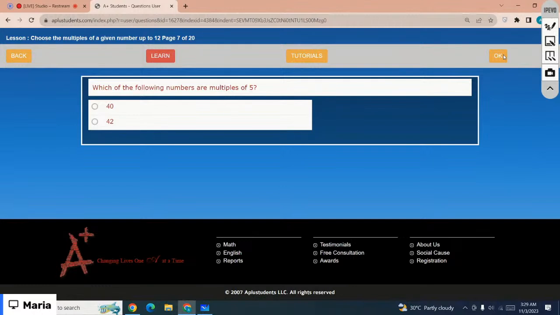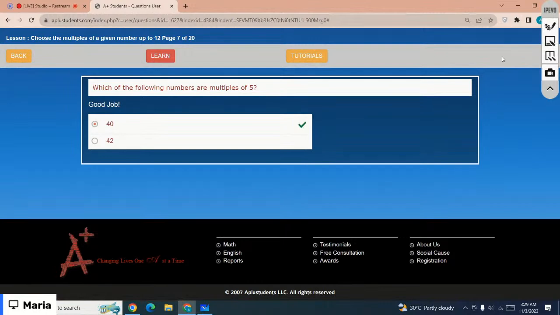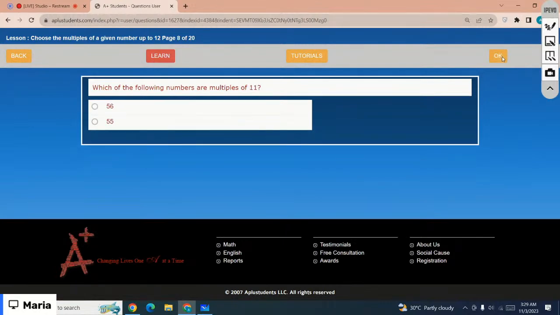The correct option is, yes, it is 40. Right? Okay, which of the following numbers are multiples of 11? Which is the correct option?